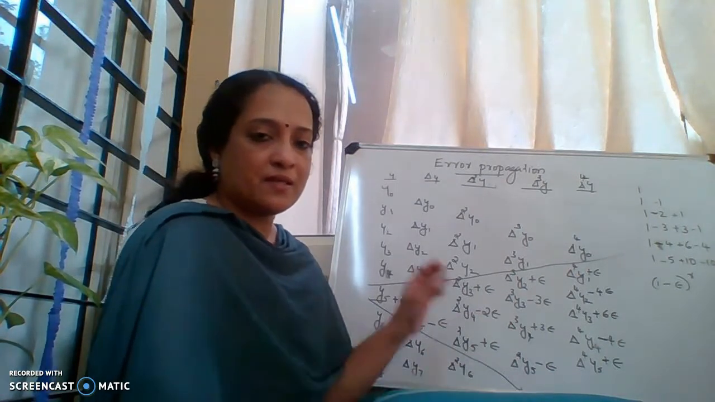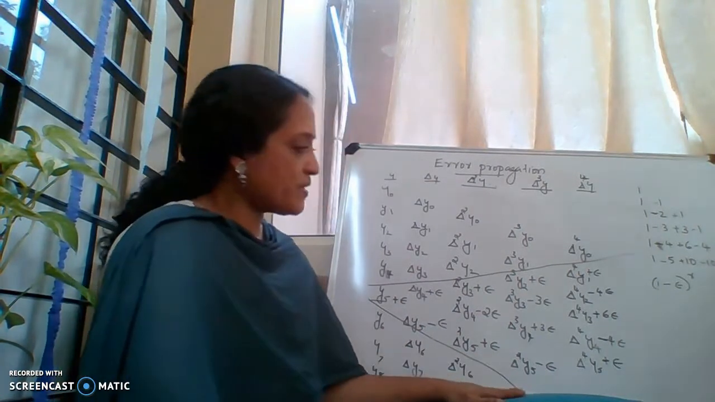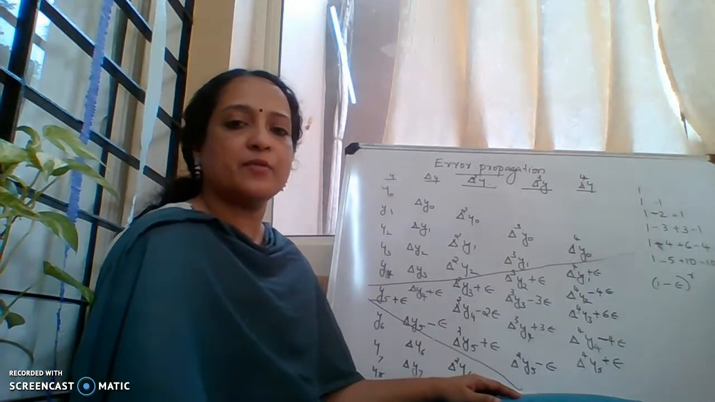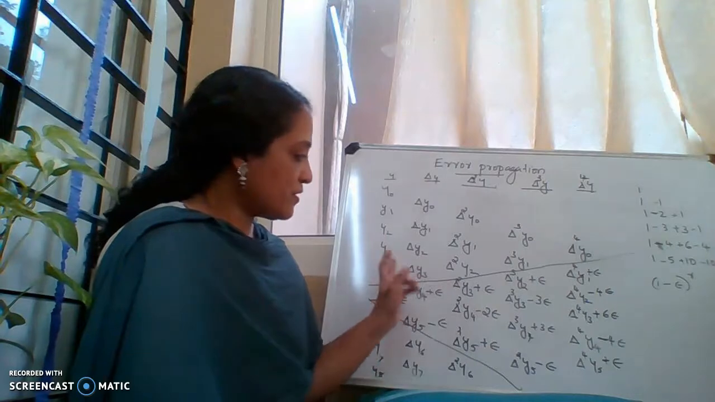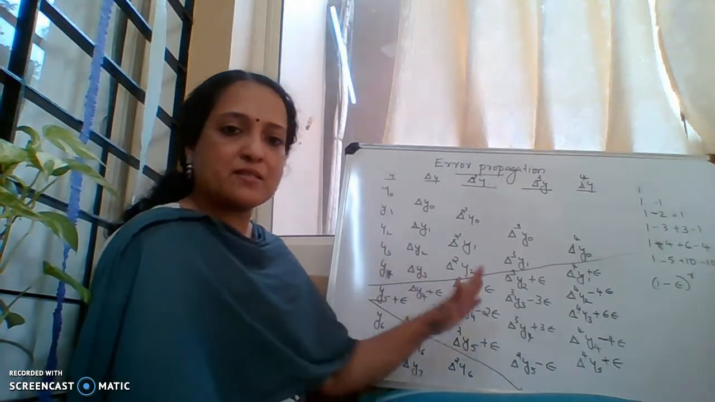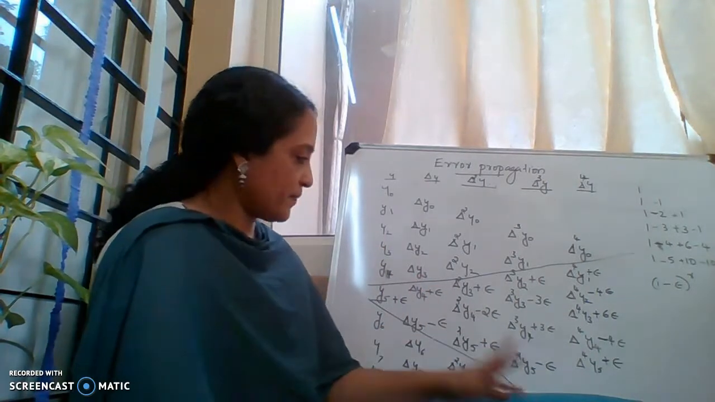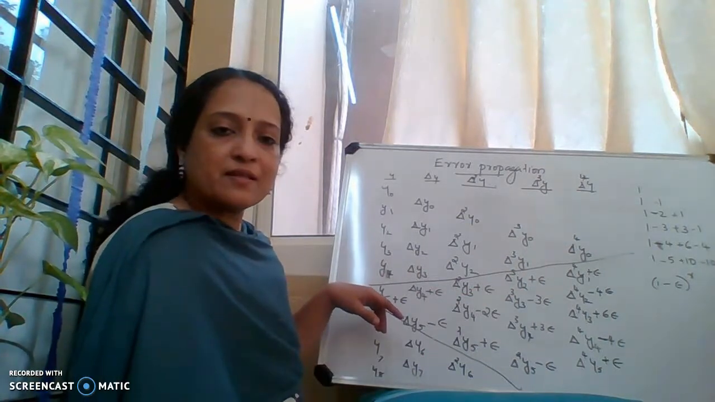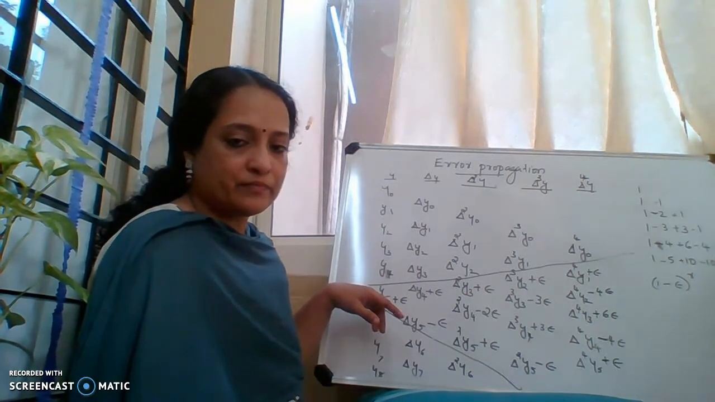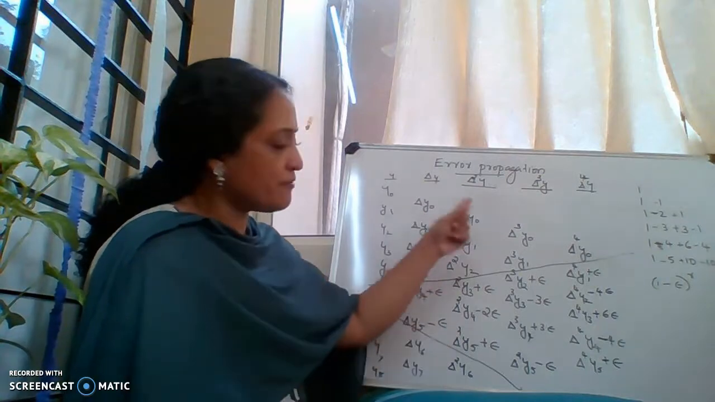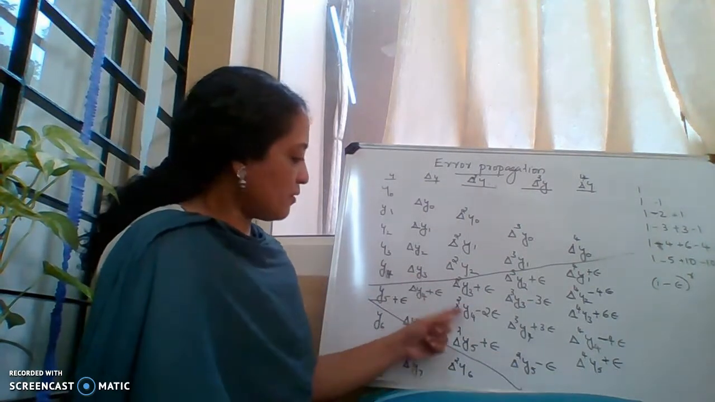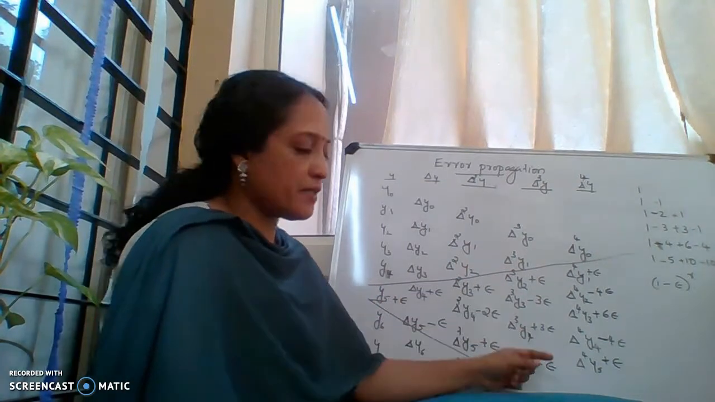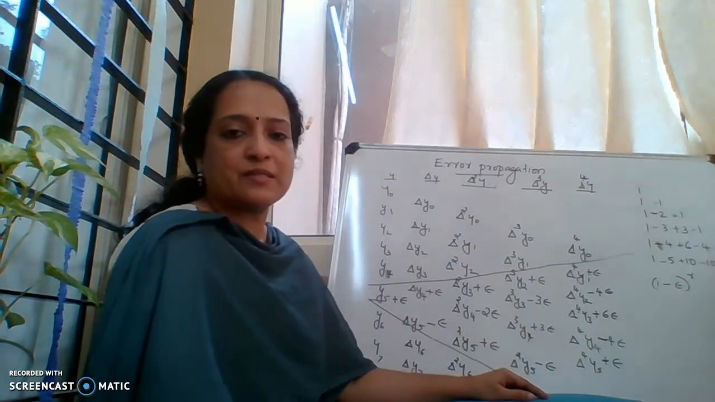So these are the main properties, or these are the consequences when an error occurs in a particular y value. The first one is that the error spreads out in a fanways manner, with the center at the erroneous y value. Then as the order of the differences increases, the error also increases, and the algebraic sum of the errors in any column will be equal to 0.